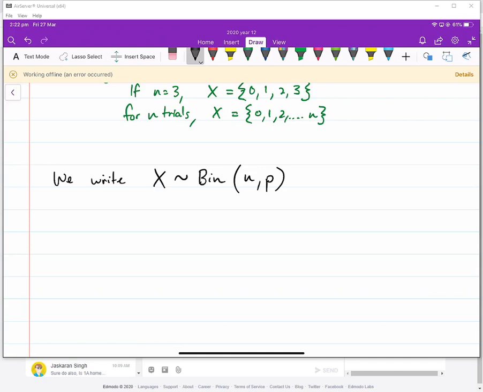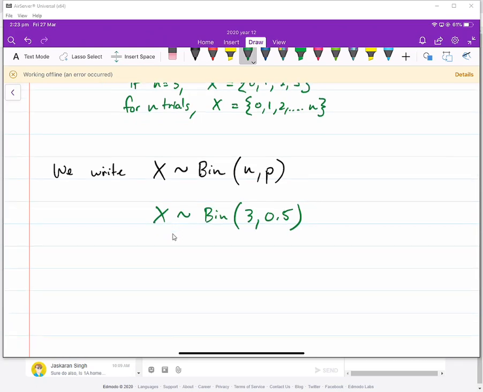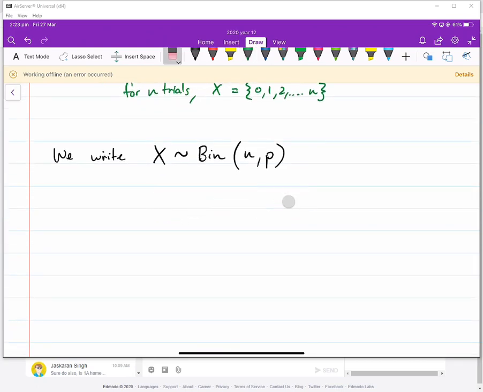This will mean that, for example, if you had X is distributed binomially with n equal to 3 and p equal to 0.5, we'd see straight away that you perform the experiment 3 times and the chance of success is 0.5. And we want to look at all our different probabilities of getting all our X's. So that's what we'll look at.